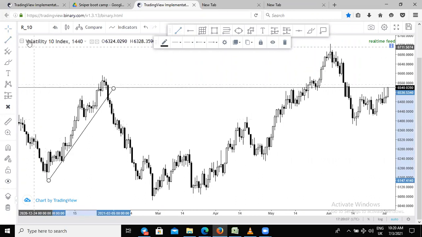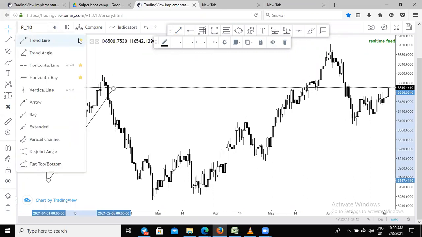Where did I pick this from? I picked it from here, and then I clicked on this one. If I want this trend angle to appear here, I'll just click to add it to favorites. Are you seeing this?